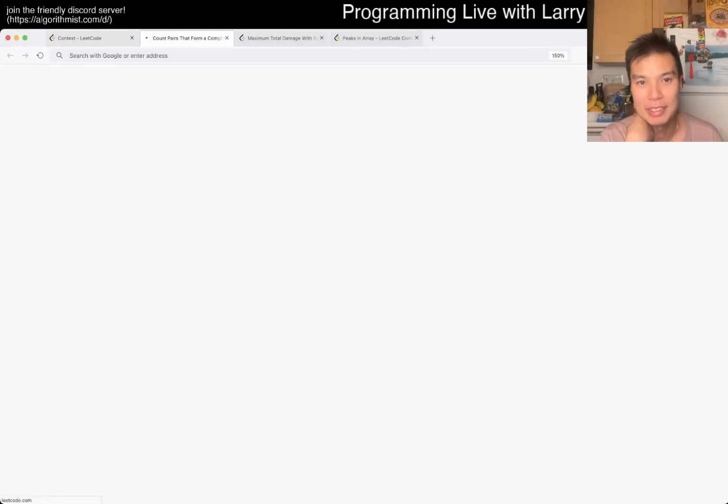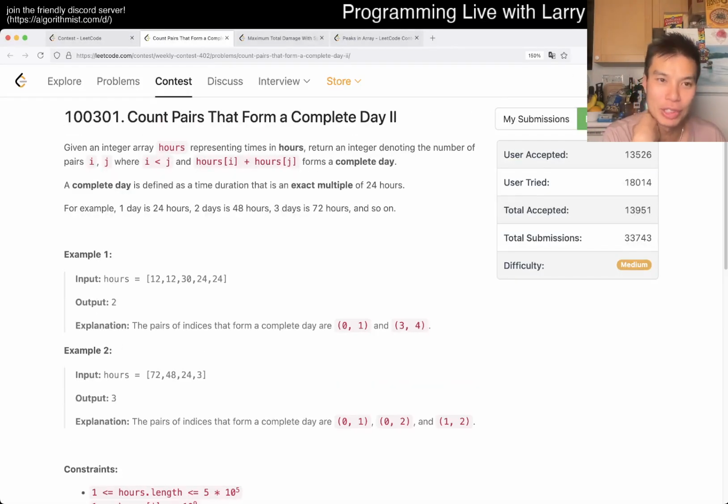This is me going over the weekly contest Q2, Count Pairs That Form a Complete Day II.